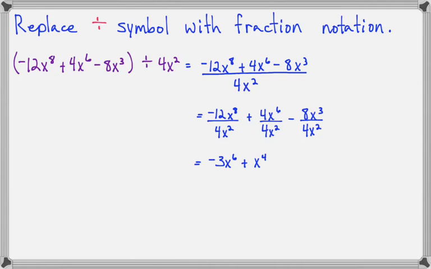So we have 1x to the 4th, but of course if 1 is the coefficient, we don't have to write it. Now we have 8 divided by 4, which is 2, and x to the 3rd divided by x squared, which is x.